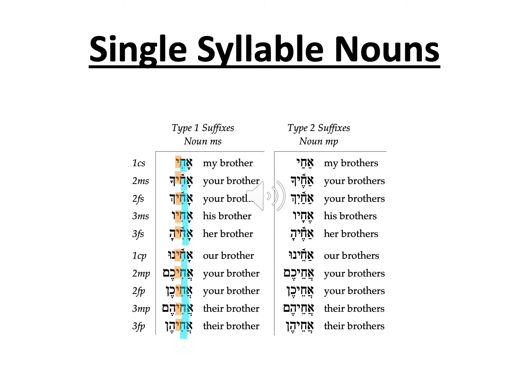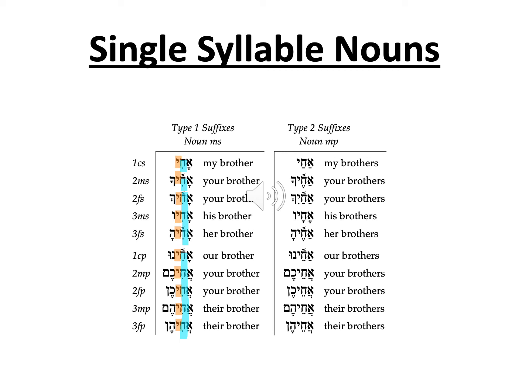This chart may seem odd at first. After all, wouldn't the plural of brother, ach, be achim? Well, yes, except that what we're really doing is adding the pronominal suffix to the construct form of nouns, which we haven't really covered yet. So technically, this form is not really my brother, but brother of me. Not my brothers, but brothers of me.